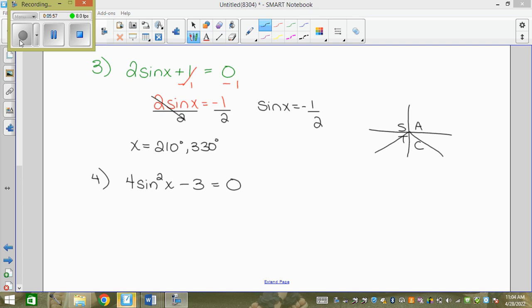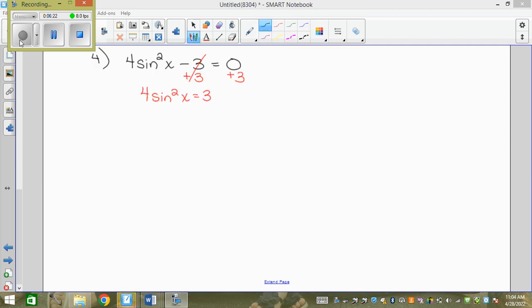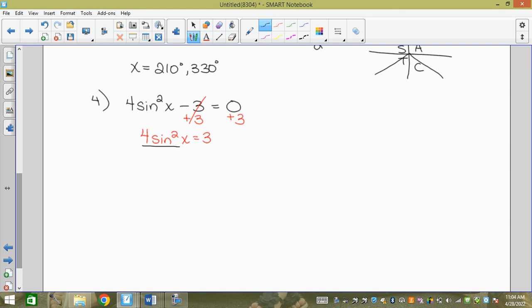Just get sine x by itself, correct? I'm doing reverse BEDMAS, so I don't overthink it. I don't freak out. I just do what now? Add the 3. So I get 4 sine squared x equals 3. And then I do what? Divide by 4, because I have to do division. Then and only then can I do the exponent.